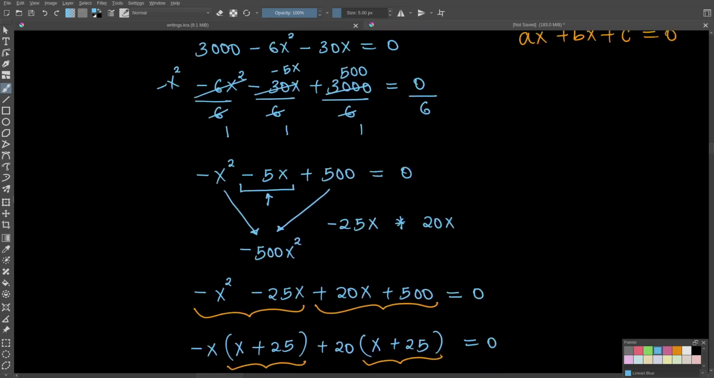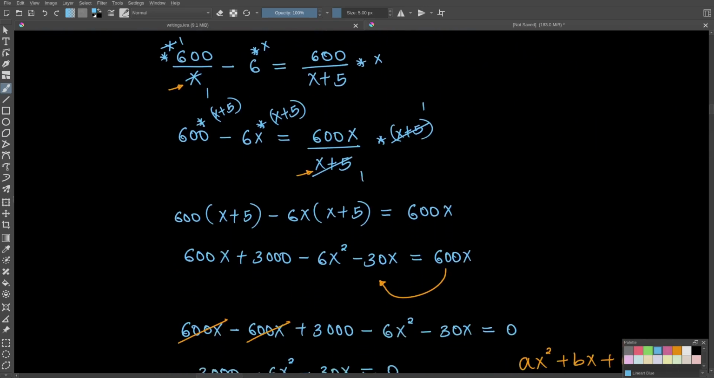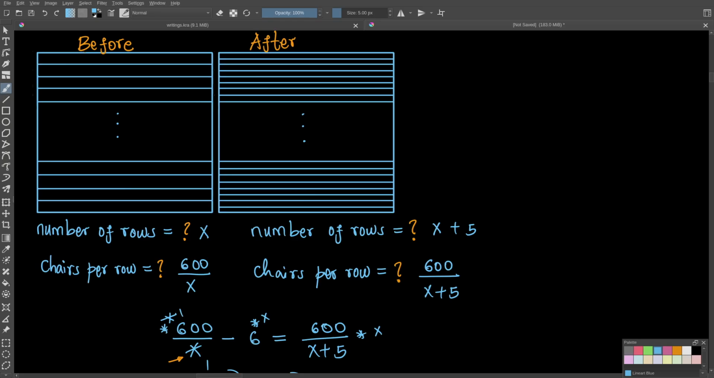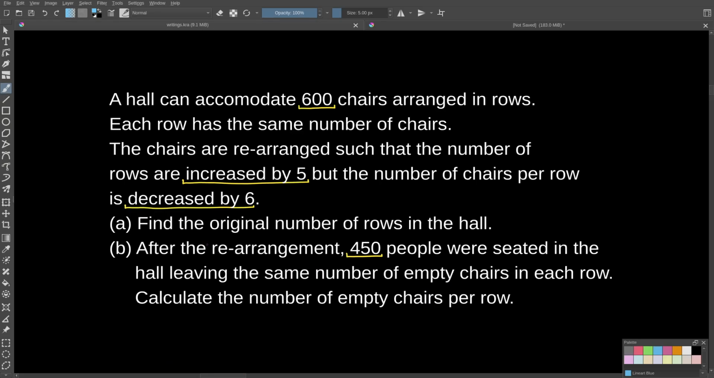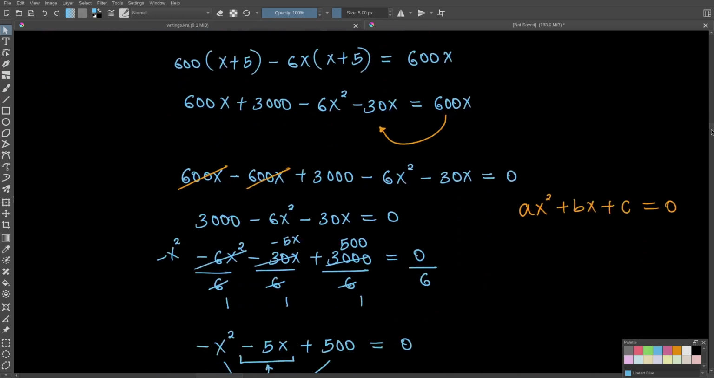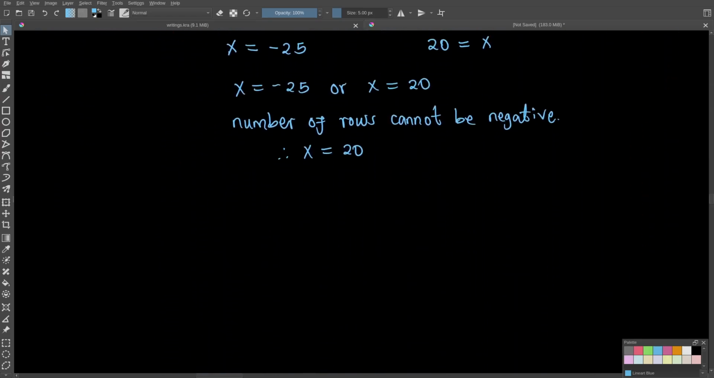Okay, we scroll again upwards. So this means we have the value of x now. What was the question asking? The question was asking, find the original number of rows in the hall, or in our case, that is x. So indeed, that is the answer for the first part. So for that first part, the answer is 20. So we are just going to say 20 rows. So that's the answer for the first part.